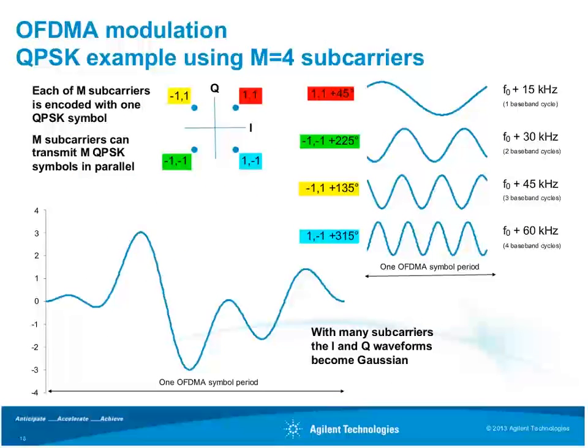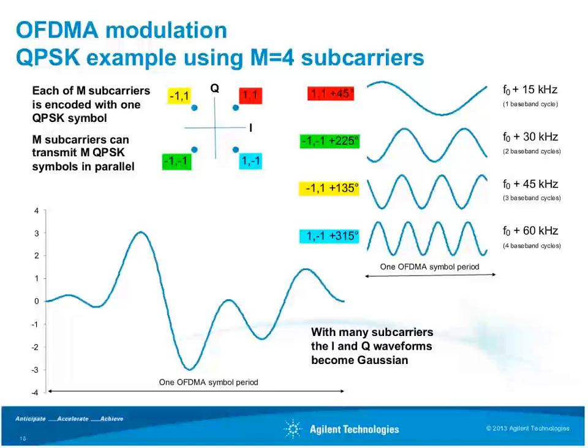So let's take a look now at how these schemes go about actually generating the signals. We'll start with the OFDMA. So here in this example, I have four subcarriers down here. You can see that they're all spaced 15 kilohertz apart, and each one is shifted by the QPSK symbol. So you can see the different phase relationships there.